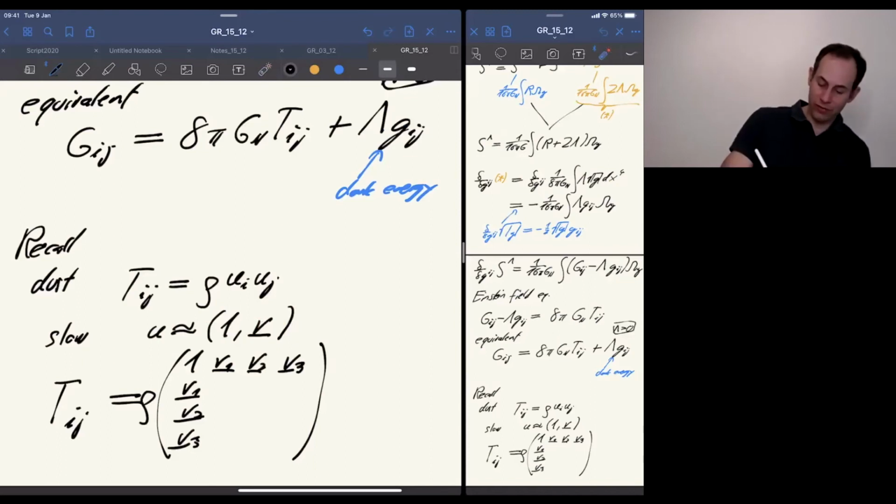Okay, I will not fill out everything, but you see there are things like this: v1 squared, v2 squared, v3 squared, and then there are also some mixed terms here, which you can easily add.